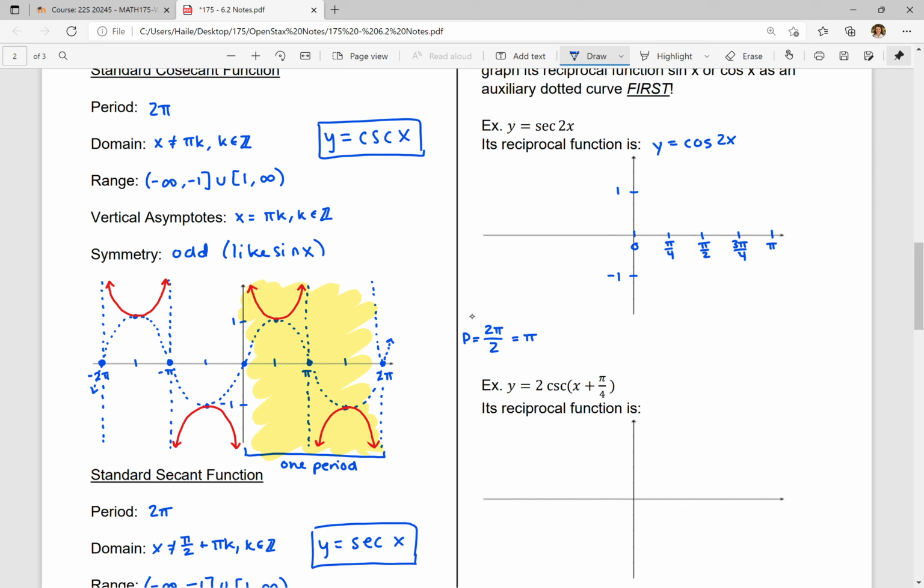So I'm going to start at the top at 0, go down to the middle, down to the bottom, back up to the middle, and up to the top. So my dotted in cosine curve should look like this.